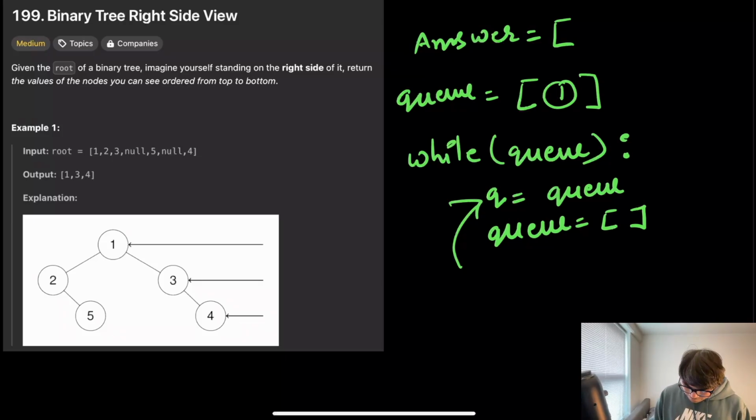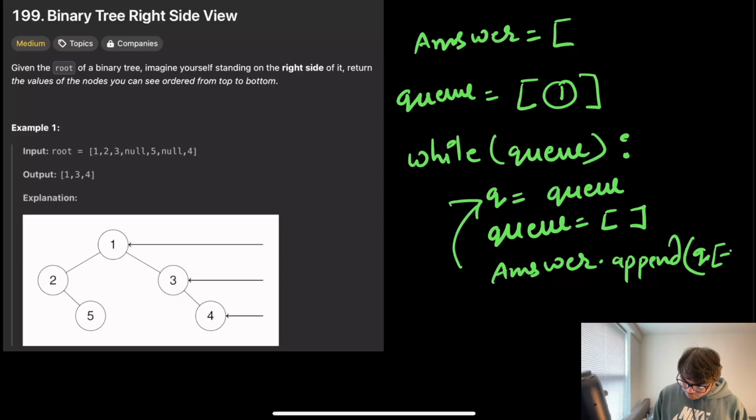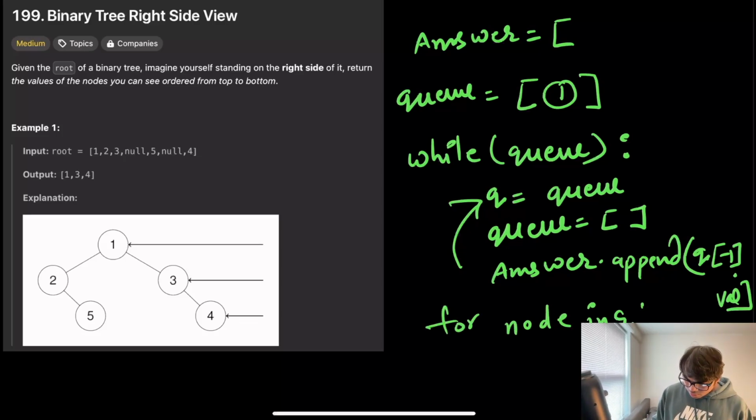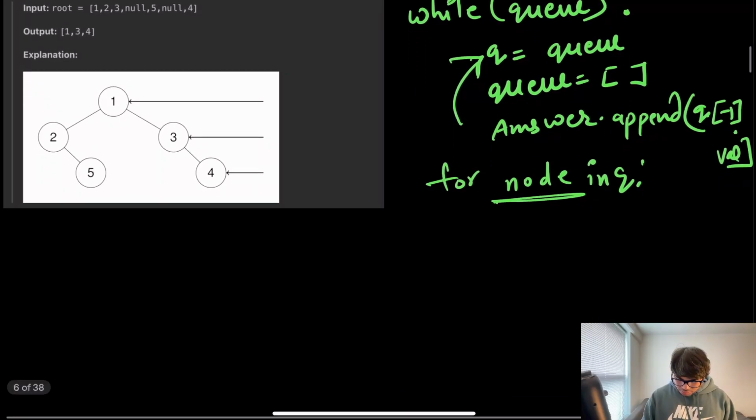But before I process that, I will append the last node to basically my answer. This is where I will append the last node's value into my answer. And then for node in queue, I will process all the nodes in my small queue and append if all these nodes have left and right child. So basically I'll have conditions: if there are left and right nodes of this node, then I will append those to my main queue. So let me just write it.